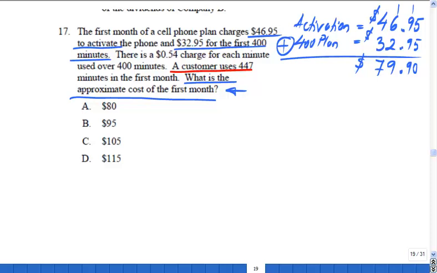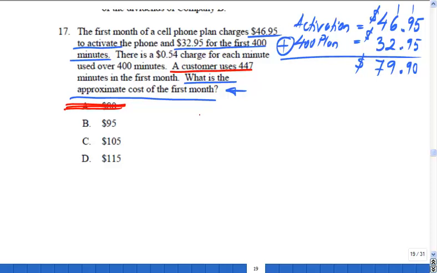So it seems that for this customer, which like I said, maybe you, the first month with the activation and the plan is going to cost you $79.90. It's approximately $80, okay? But that's just for the 400 minutes. Knowing that, you can go to your options and say, hey, not good. That's not enough. That will be the cost if I will not go over my 400 minutes.